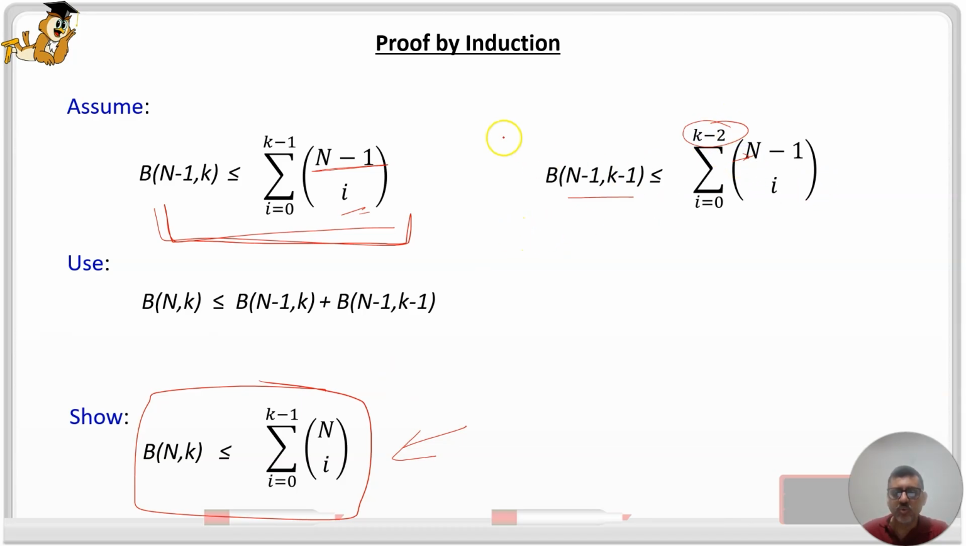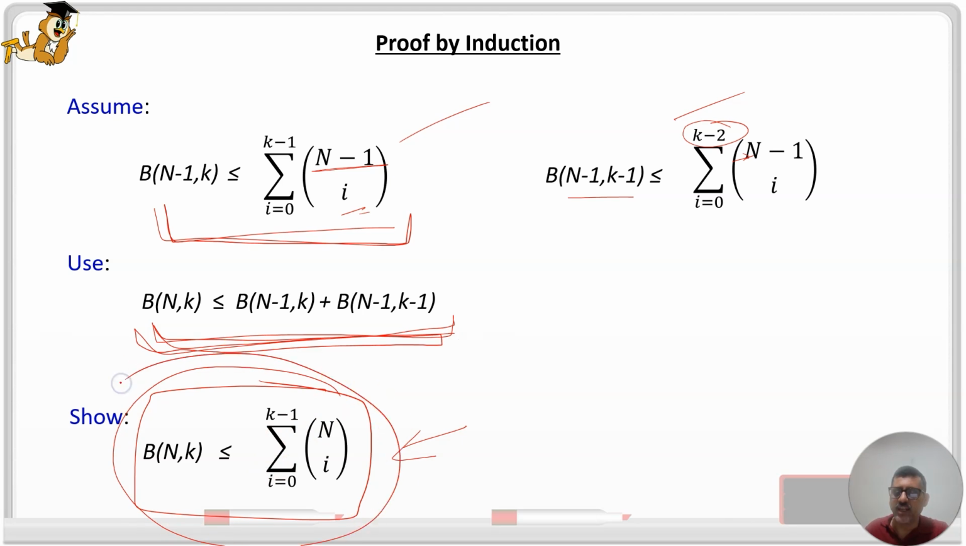So these are the two assumptions that we are going to make. We are going to assume that the theorem holds for n minus 1 and k minus 1. And by using this identity that we just proved in the previous slide, we are going to show this thing. This is what we want to show, right? So this is how induction is going to work.